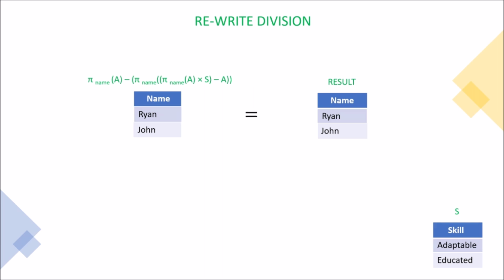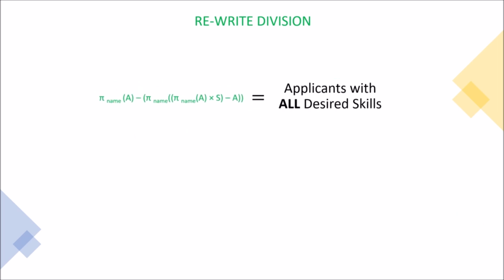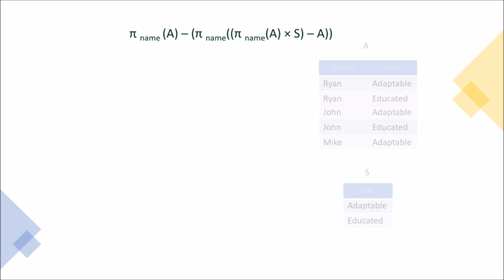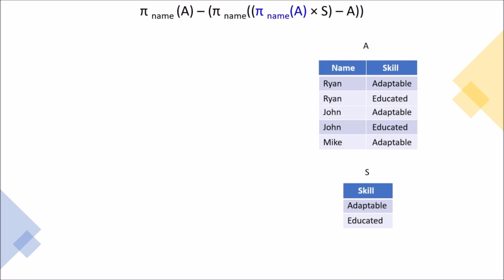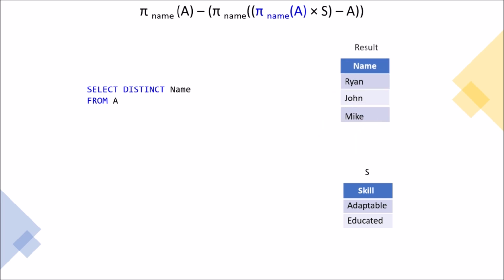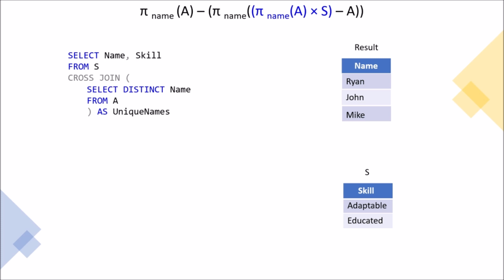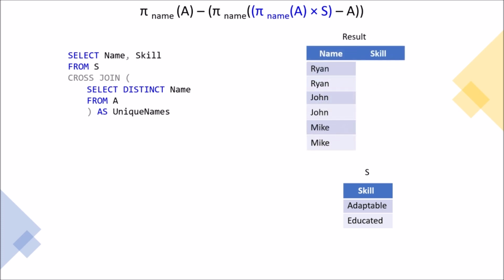Now that we have rewritten the division using operations that can be written in SQL, let's translate the relational algebra to SQL. Let's work through this query from the inside out. First, projecting name out of A. In SQL, you can do this by selecting the distinct names out of A. Now we need to get the cross product of these names with the skill table. We can do this in SQL by performing a cross join across the skill table and distinct names. As you can see, this will get us all possible combinations.